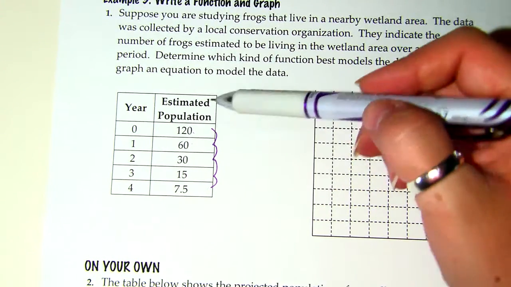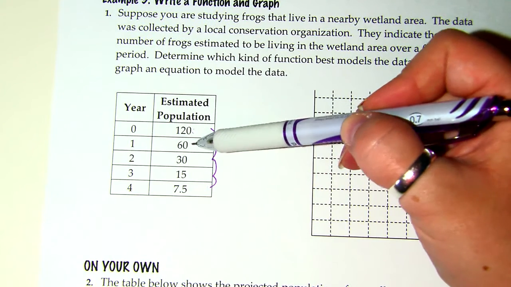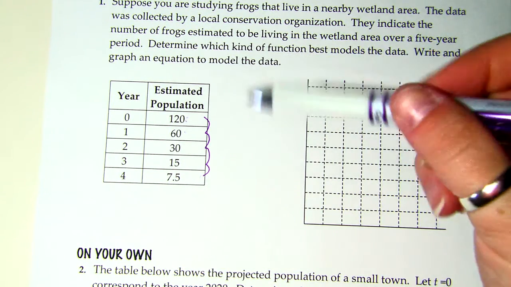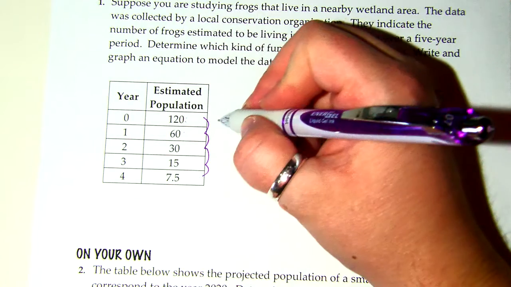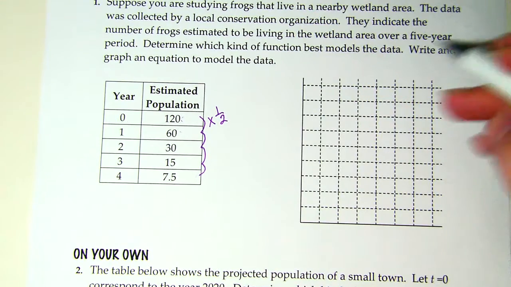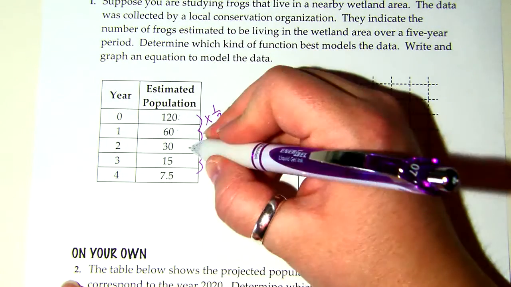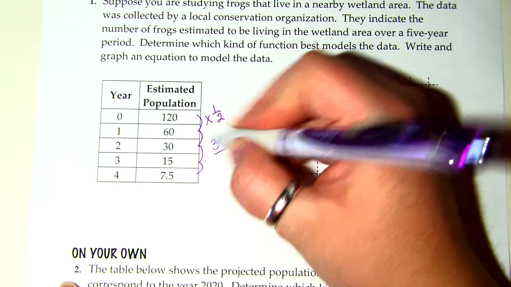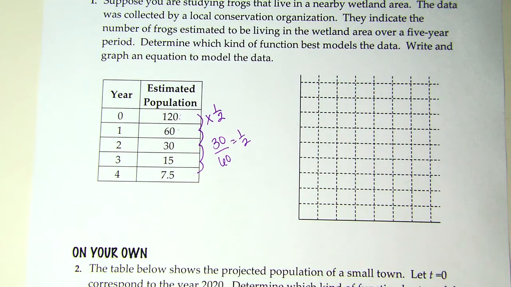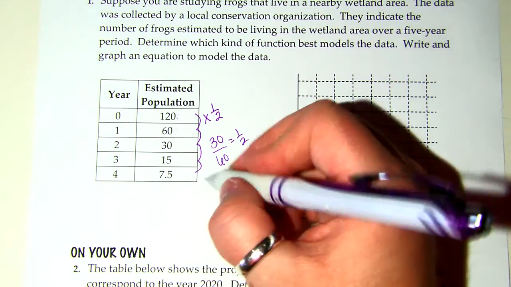So to get from 120 to 60, if you're dividing, that'd be dividing by 2. But we have to do it in terms of multiplication, so that's times 1 over 2. The other way to do that is to take any number, so like 30, and divide it by the one before, and reduce. So either way, you should get 1/2. That's our pattern. So if it's a multiplying pattern, that is exponential.